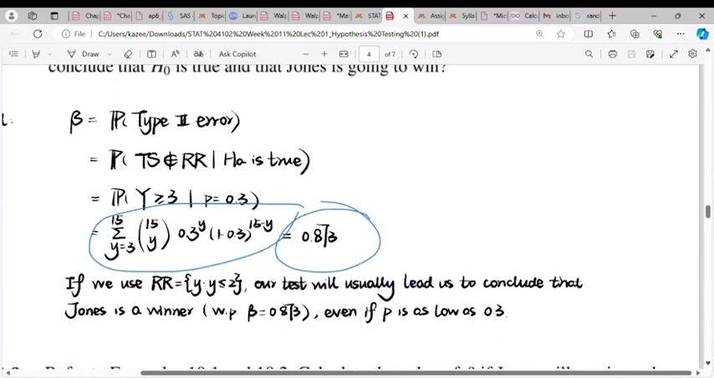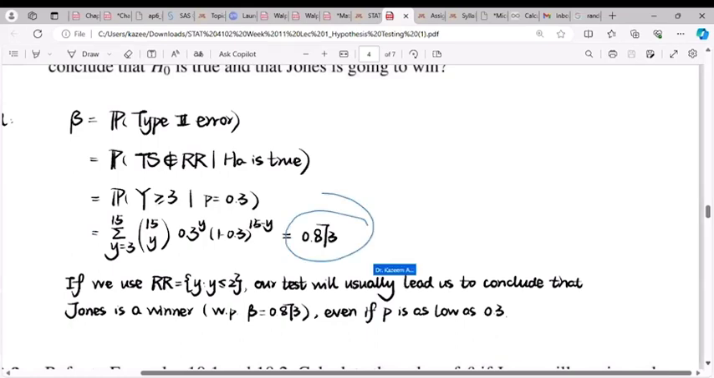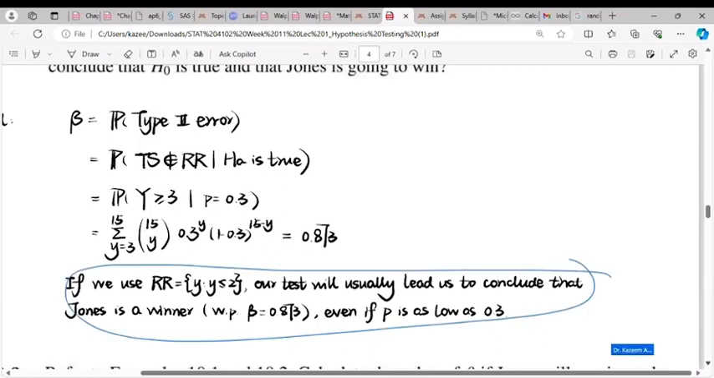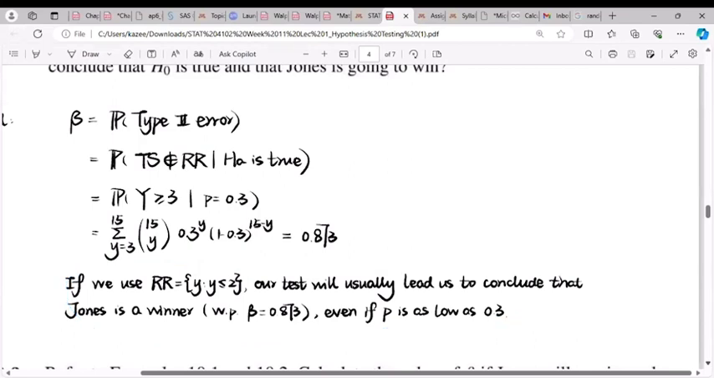Now, take a look at what we have. The probability of type 2 error is very high, but the probability of type 1 error is very, very small. That's an issue. And that was why I said if we use rejection region y less or equal to 2, our test will usually lead us to conclude that John is a winner, and the type 2 error is actually going to be 0.873, even if P is as low as 0.3. So that is what we mean.